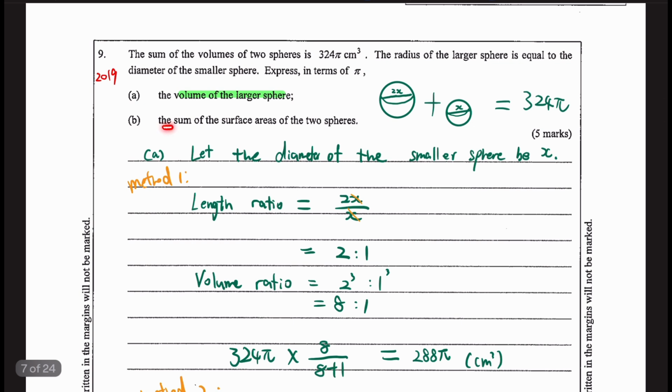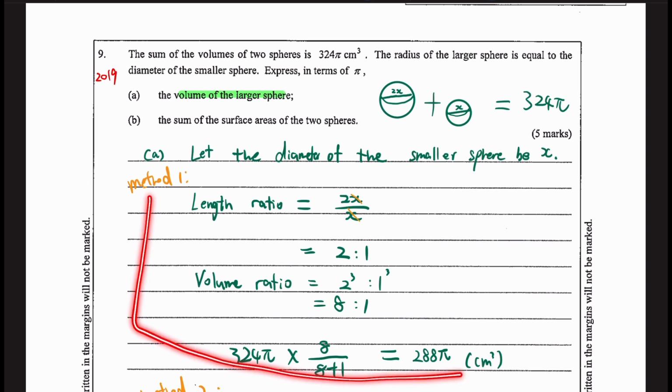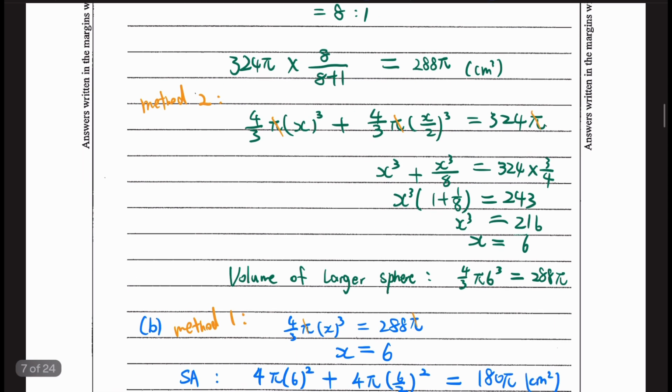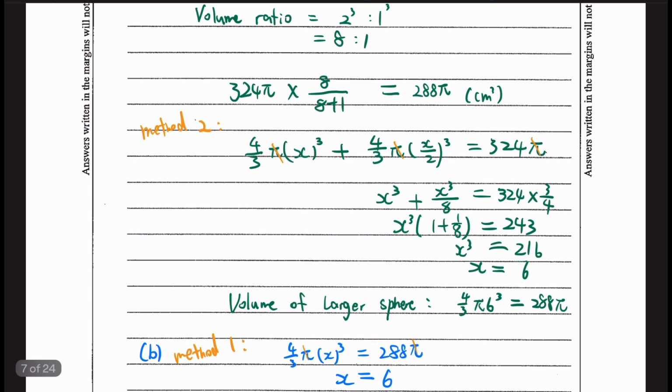For B, find the sum of the surface area. So now we need to put in the surface area formula. If you are using method 1, you now have the volume of the largest sphere, but actually you don't know their radius. You haven't solved it, right? So if you are using method 1, then you use the formulas here to solve for x. Actually, it is what we did in method 2, okay?